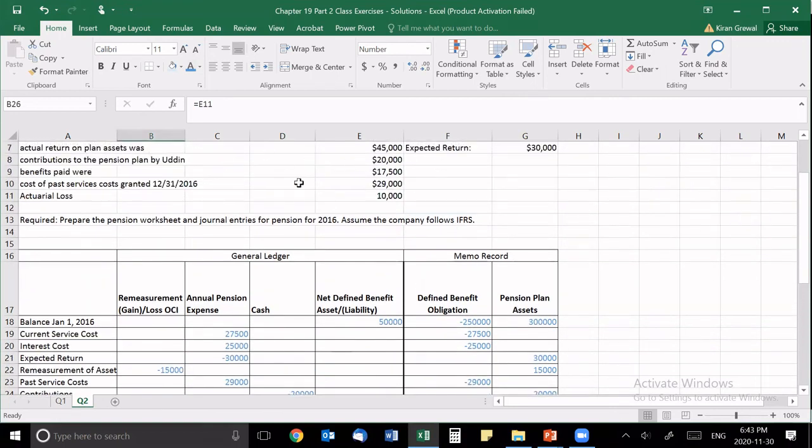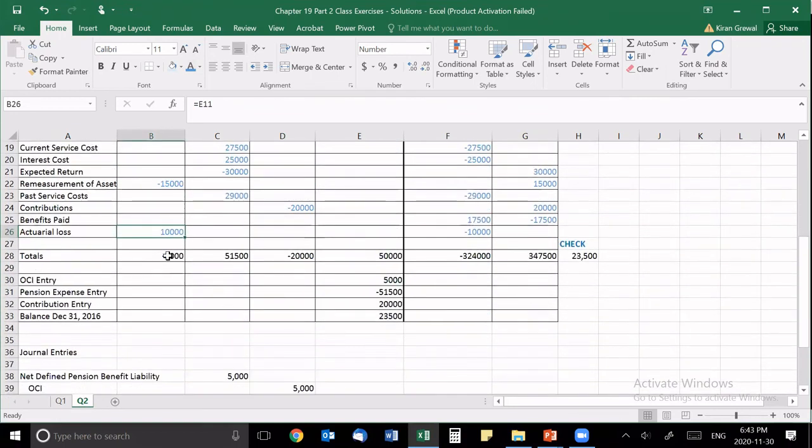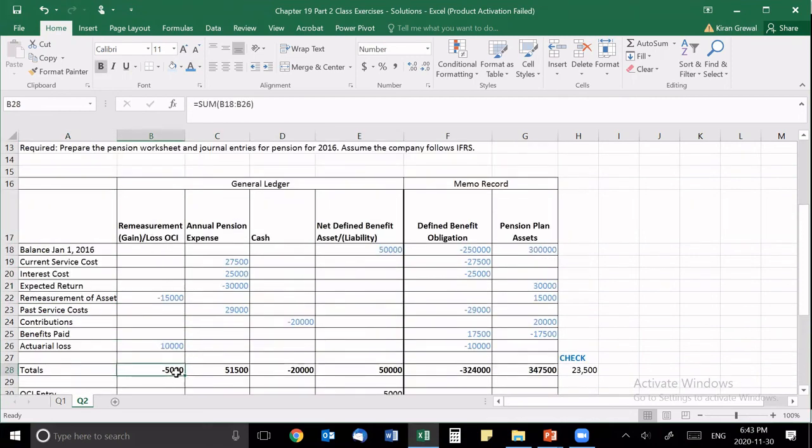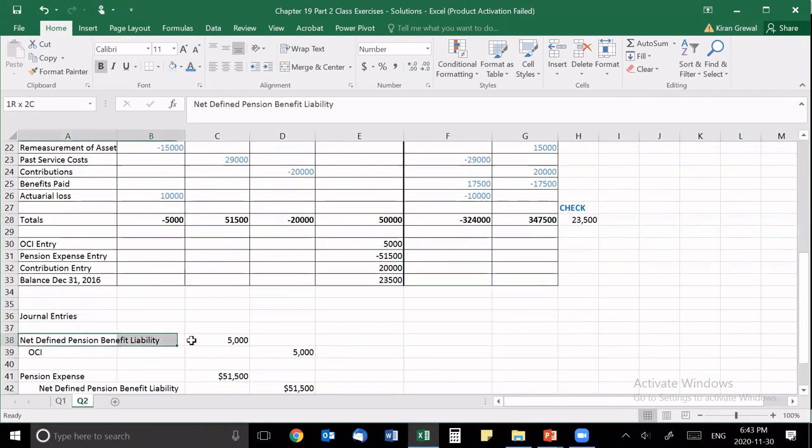All right, so we're done using all the numbers, so we're going to total everything up. So let's do a total here. And then at this point, you can do your journal entries because it's easier to fill these out at the end. First journal entry is your OCI. So if it's a negative amount, that means it's a credit. So we're going to debit our net defined benefit, credit our OCI.